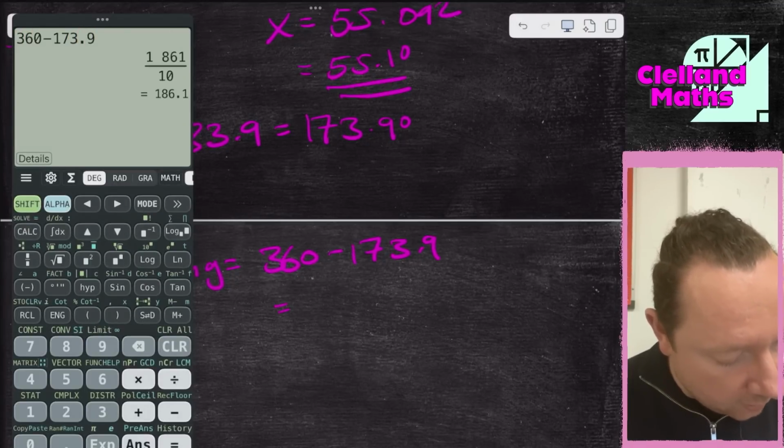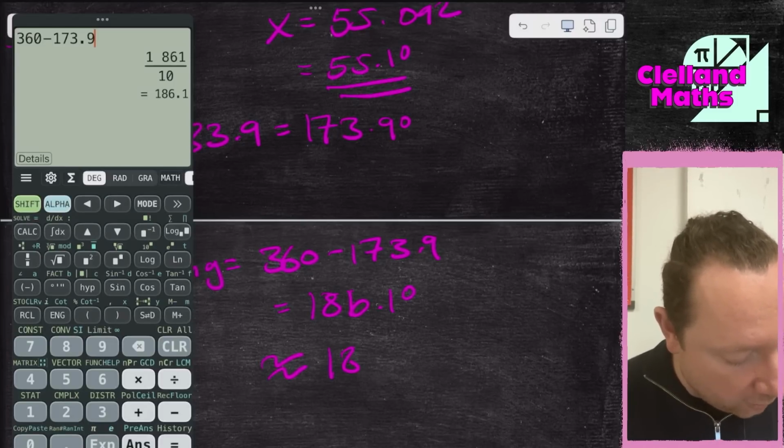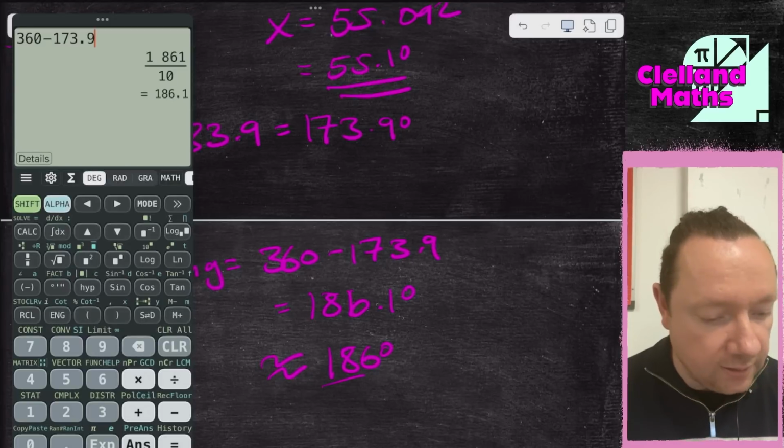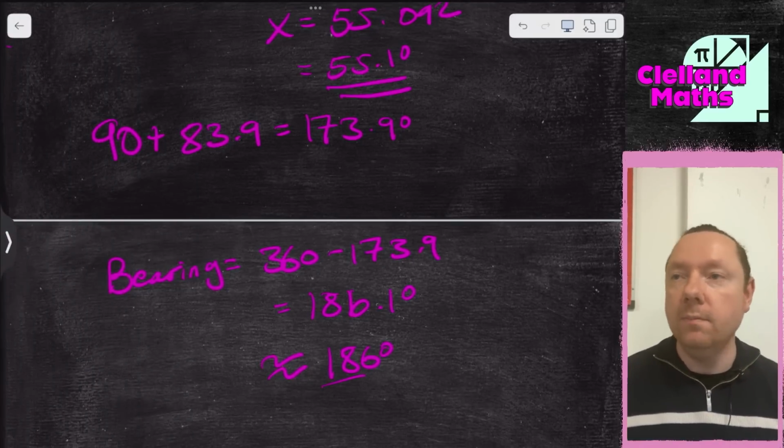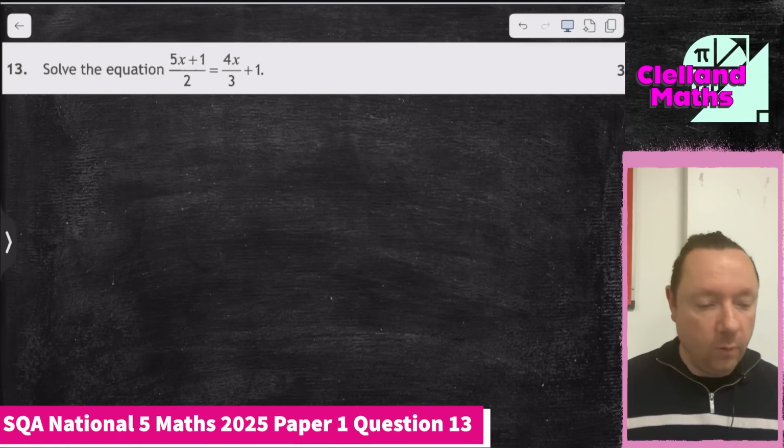Which is 186.1 degrees. Bearings are usually three figures, so about 186 degrees, but you'll probably be fine with 186.1 or whatever rounding you want. SQA National 5 Maths 2025, Paper 2, Question 13.